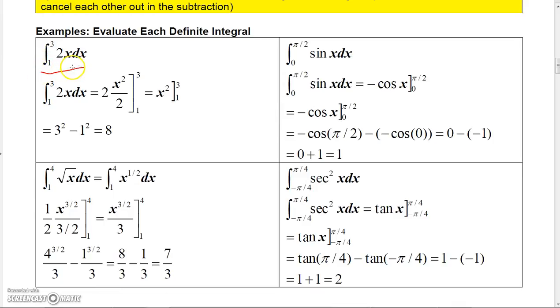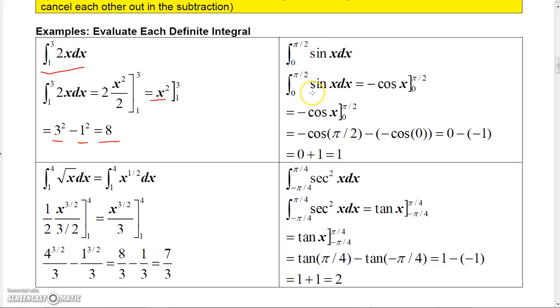Suppose I want to integrate from 1 to 3 of 2x. Well, we know how to integrate 2x. The antiderivative would be 2x squared over 2, which is just x squared. And we want to evaluate it from 1 to 3. So I'd evaluate this function x squared at 3, and then evaluate the function at 1, and then take the difference. 9 minus 1 is 8. Bam! There you go.